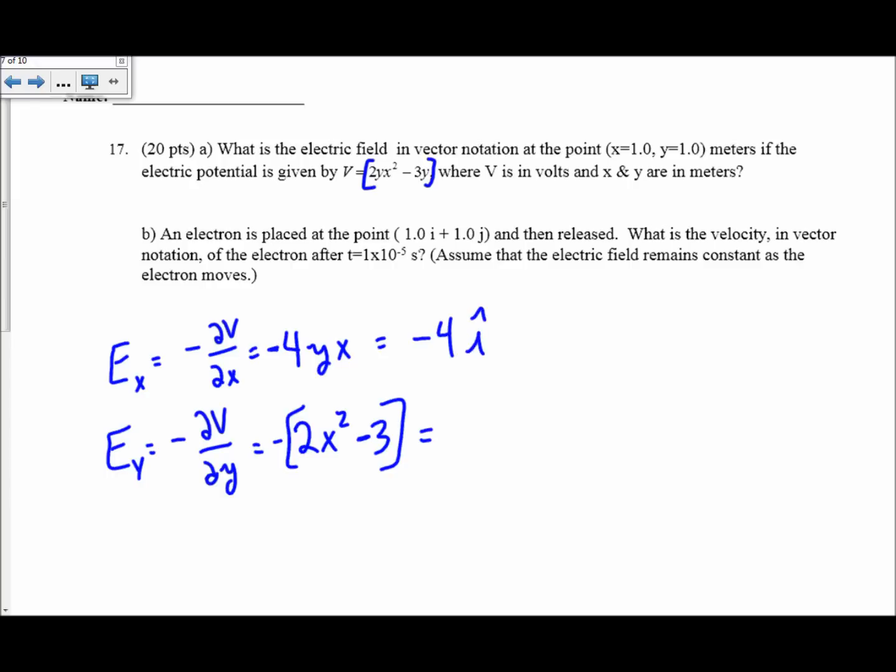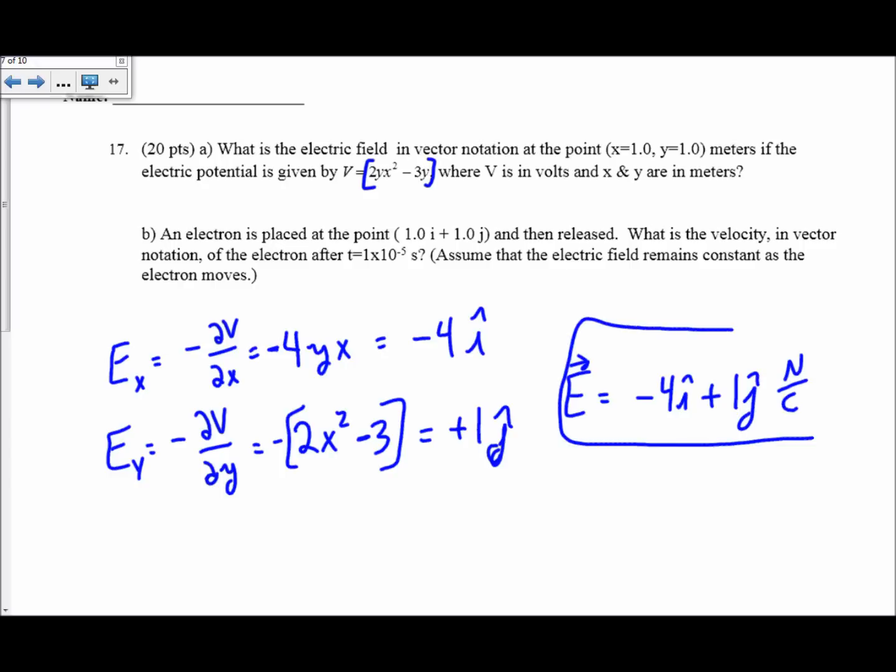And this is going to be plus 1. 2 minus 3 is negative 1, plus 1 in the j direction. So for part A, the electric field in vector notation is going to be negative 4i plus 1j. And that's in newtons per coulomb. So that's the first part.